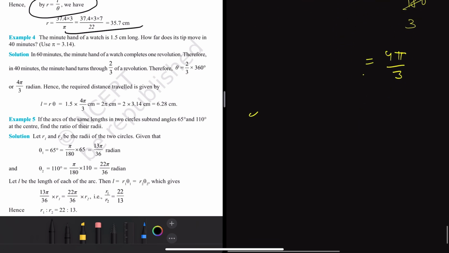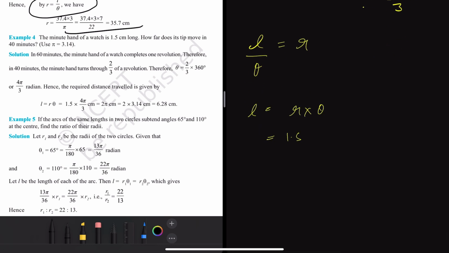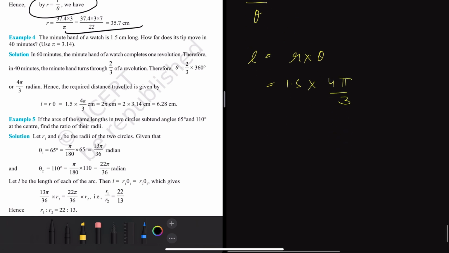And to find the length traveled by the tip, we will use this formula. Length upon theta is equal to r, we know. So length will be r into theta. R is 1.5 and theta is 4 pi by 3. So it's 3 by 2 times 4 pi by 3, which is going to be 2 pi, which is 6.28 centimeters.